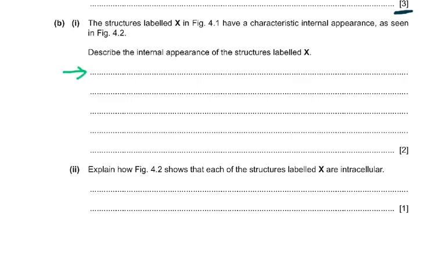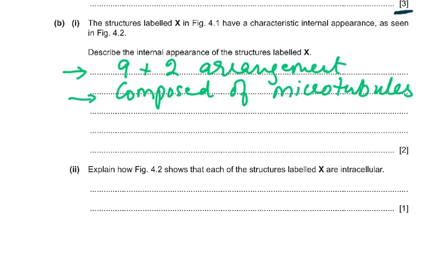So then what would you write here? You'd write the 9+2 pattern of the arrangement, and this is composed of microtubules. So 9+2 arrangement composed of microtubules got you the 2 marks. Then part 2, explain how figure 4.2 shows that each of the structures labeled X are intracellular.